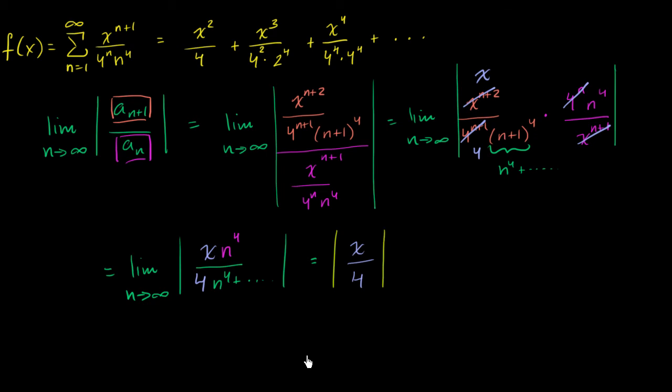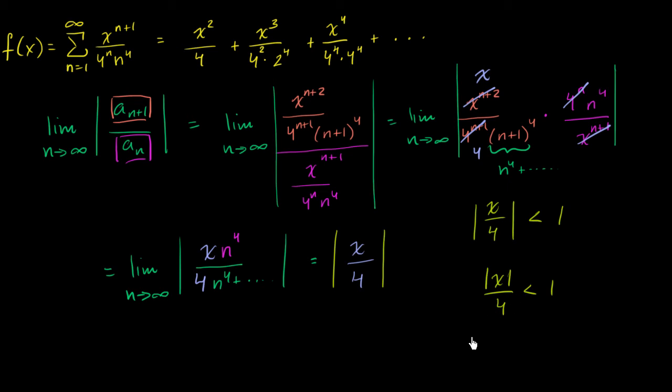And now we can apply the ratio test, or I guess we were always applying it, but now we can really do the test part of it. The ratio test tells us that if this limit evaluates to something that is less than 1, then our series will converge. And so we just have to say that this expression has to be less than 1. So our function is going to converge to finite values as long as the absolute value of x over 4 is less than 1. And the absolute value of x over 4 is the same thing as the absolute value of x divided by 4, since 4 is positive, so that just has to be less than 1.